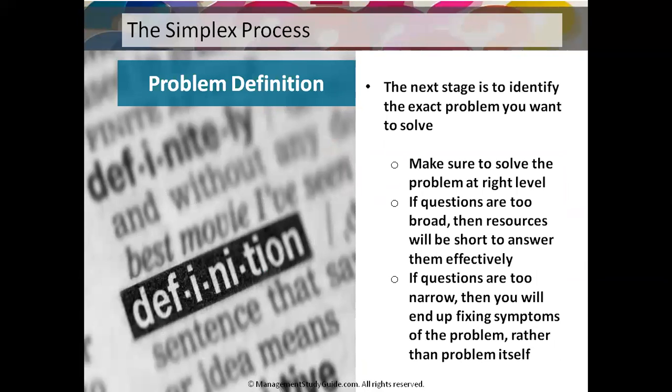We have the problem definition. The next stage is to identify the exact problem you want to solve. Make sure to solve the problem at the right level. If questions are too broad, then resources will be short to answer them effectively. If questions are too narrow, then you will end up fixing symptoms of the problem rather than the problem itself.